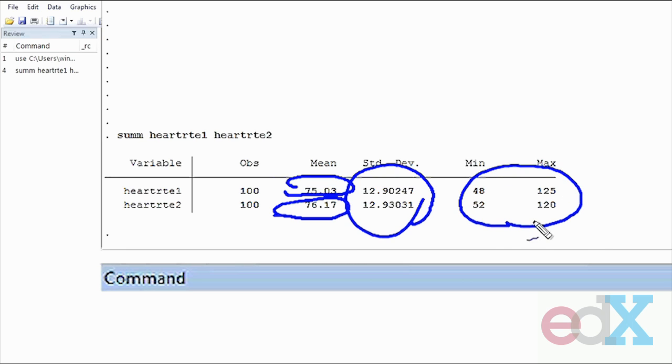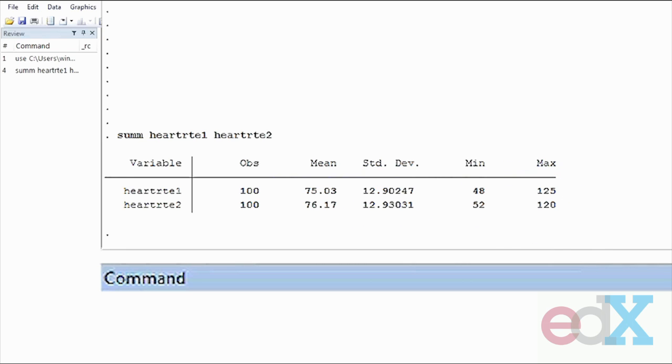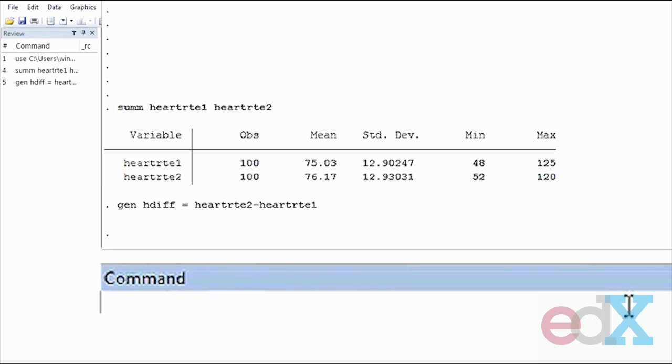So the next thing we want to do is we're going to generate a variable for the difference in heart rate between exam 1 and exam 2. So to do that, type in the following command. So the command we use is generate, and a new variable we're generating is difference in heart rate, HDiff, and it's just simply heart rate at exam 2 minus heart rate at exam 1.